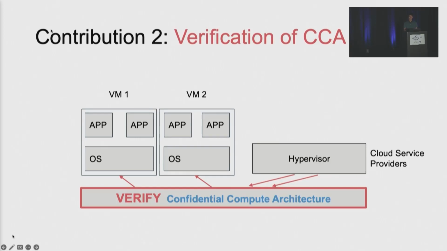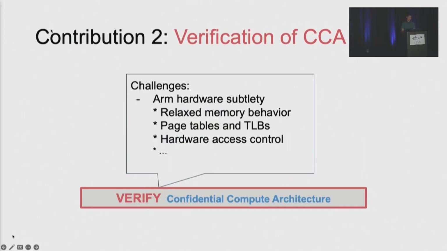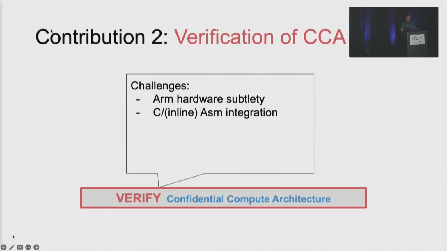We must formally verify that the CCA implementation is correct, which is quite challenging due to its complexity. First, verifying CCA must consider lots of ARM hardware subtleties, including ARM's relaxed memory behavior, page tables and TLBs, hardware access controls, and so on. Second, to deal with hardware subtleties, many components of CCA are implemented in a mix of C and assembly, and even inline assembly code. Thus, composing the proofs is challenging.